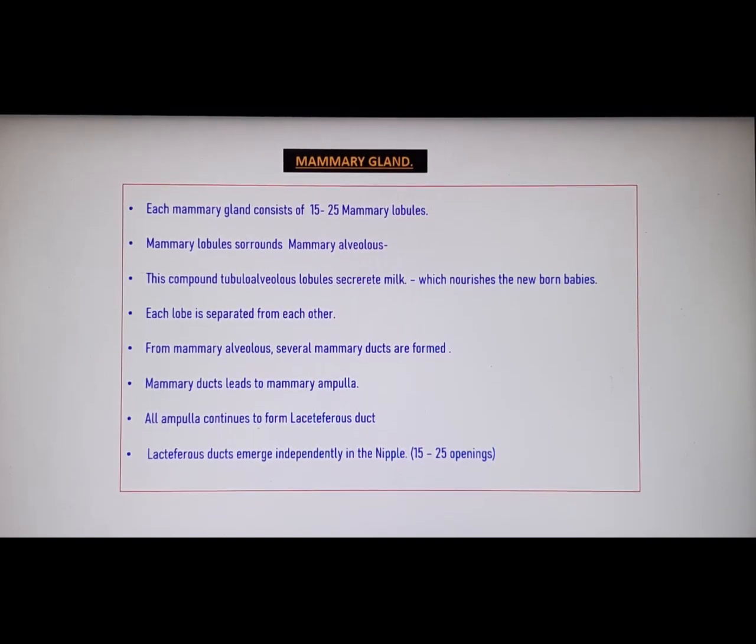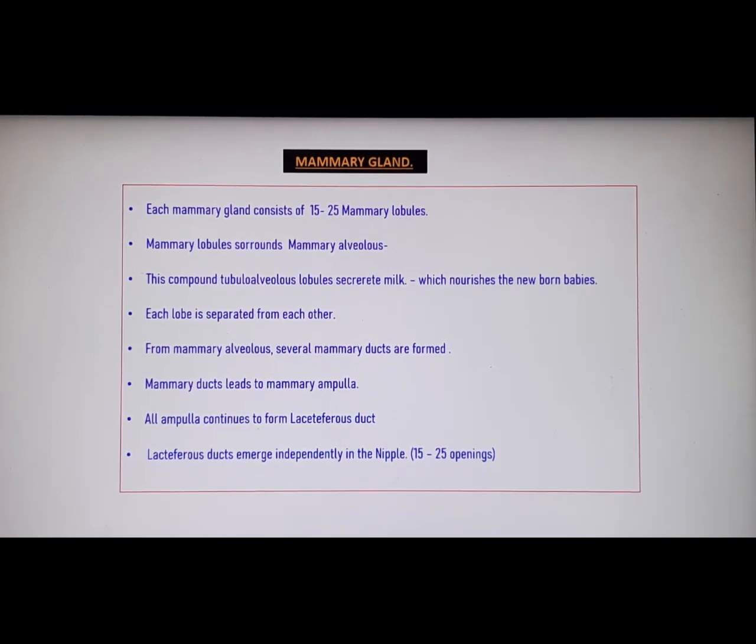Mammary gland. Each mammary gland consists of about 15 to 25 mammary lobes. Mammary lobules surround the mammary alveolus. The compound tubulo-alveolar lobules of the mammary alveolus secrete milk. This milk is nourishing the newborn babies. Each of these mammary lobes is separated from the others. That means all the lobes are independent.